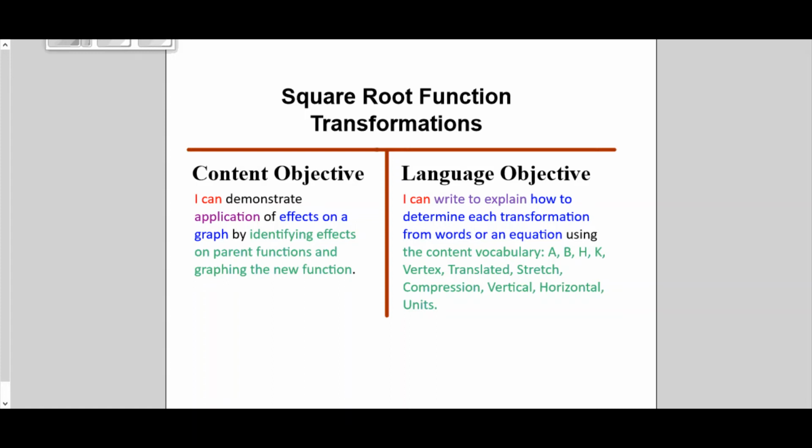In this lesson, we're going to go over transformation of the square root function. So if you could label your paper like that. You'll be able to explain how to determine the transformations using words, and explain what transformations are taking place.